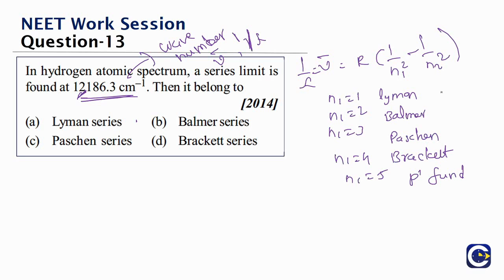If the value of n2 is equal to infinity, what does that represent? In any series, that represents what we call the series limit.